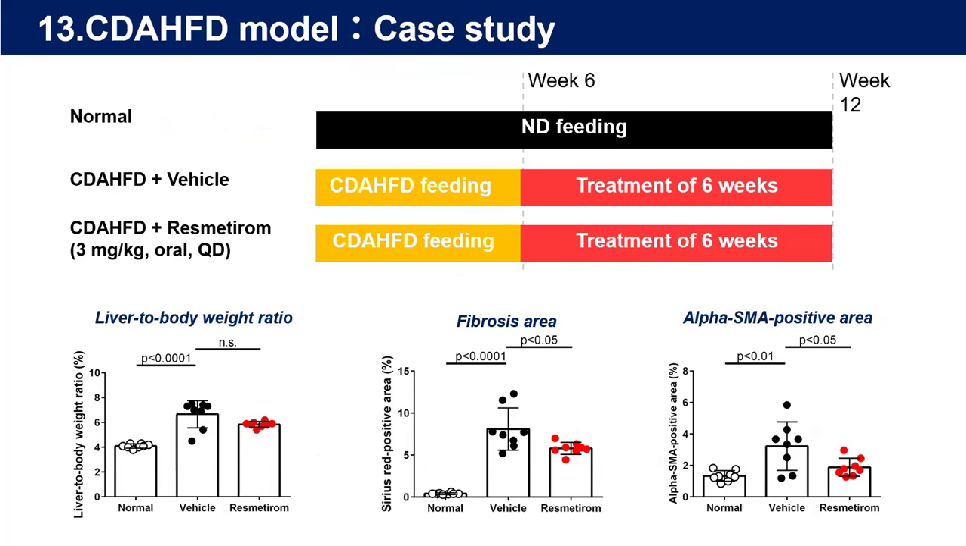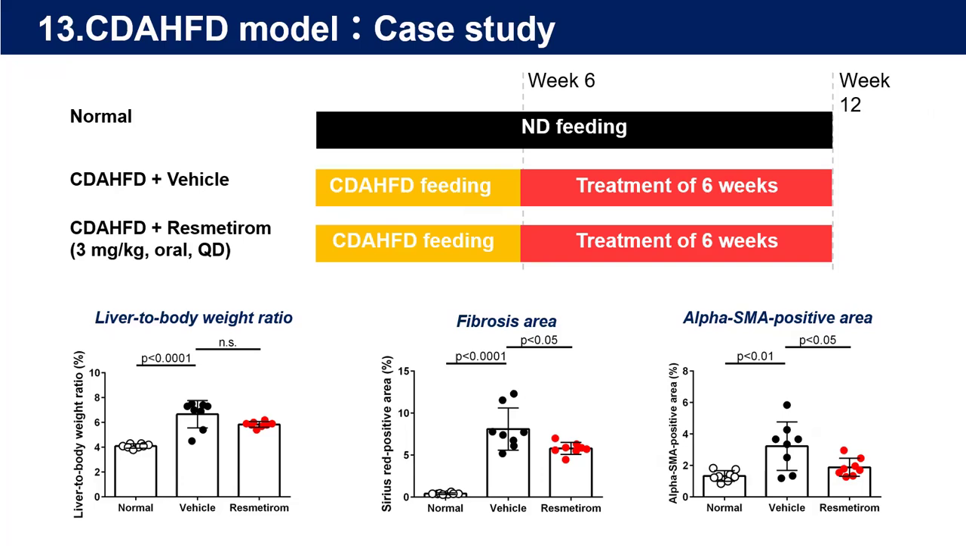And this is a case study for CDI-HIFA diet model. It shows the example of efficacy evaluation using resmetirom. The study design involved administering resmetirom for a set period while the subjects were fed the CDI-HIFA diet with evaluations conducted at 6 and 12 weeks. Evaluation parameters, liver to body weight ratio, alpha-SMA positive areas, fibrosis area, all of these are indicators used to assess the progression and improvement of fibrosis.